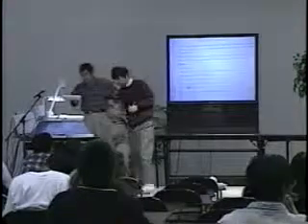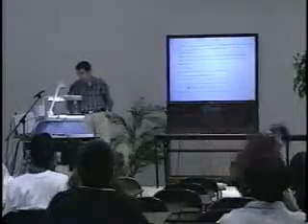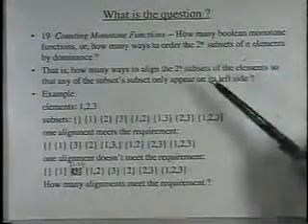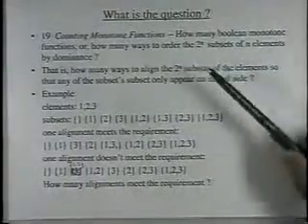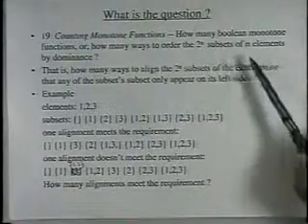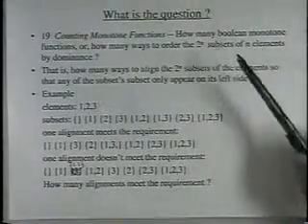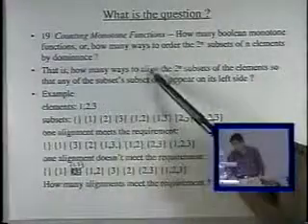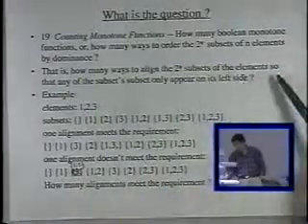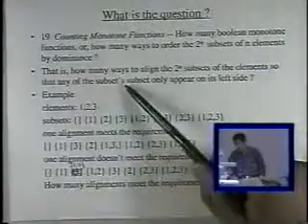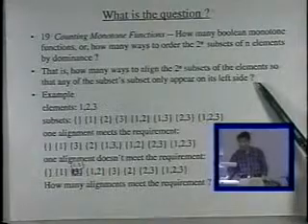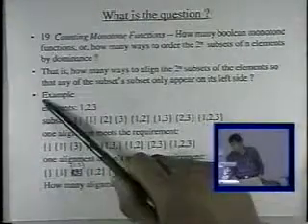That's fine. Go. Okay, that's my question, number 19. The question is counting monotone Boolean functions. It means how many ways to order the 2 to the n subsets of n elements. It's not clear, right? That is, how many ways to align the 2 to the n subsets of the elements so that any subset only appears on its left side. Still not clear, right? This is one example.